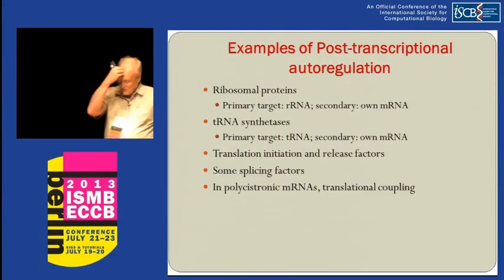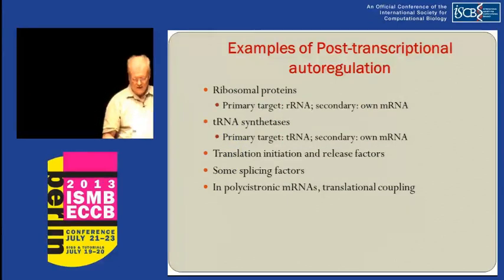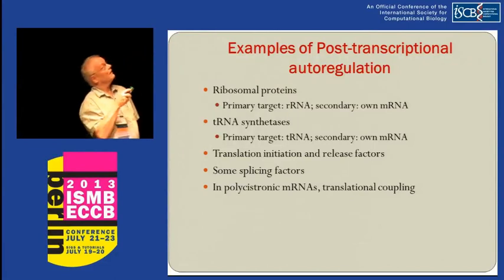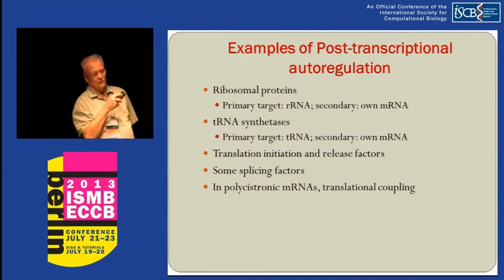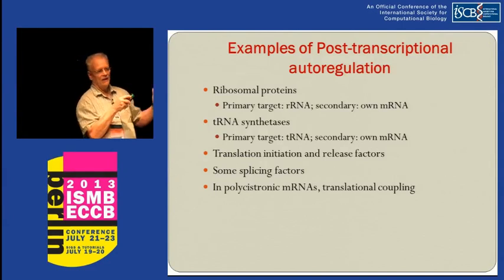But what I want to do now is go to the specific point about post-transcriptional autoregulation. And I'm going to just make sort of a list of a few examples. Some of these are classic, well-known ones. So ribosomal RNA proteins, certainly in bacteria, but also it's known to occur at least sometimes in eukaryotes, are autoregulatory. Their primary target is they bind to the ribosomal RNA, and as soon as the ribosomal RNA is saturated and you make more of that protein, what does it do? It binds its own messenger RNA and turns itself off.